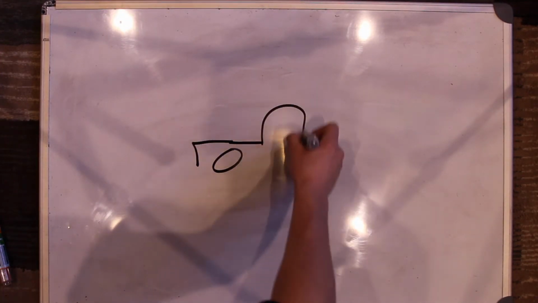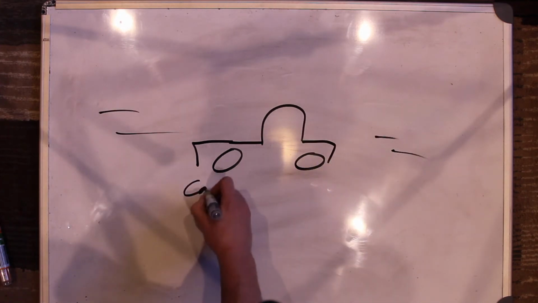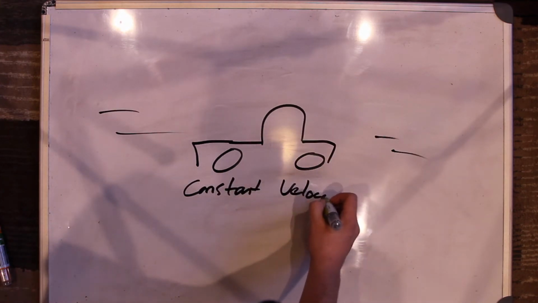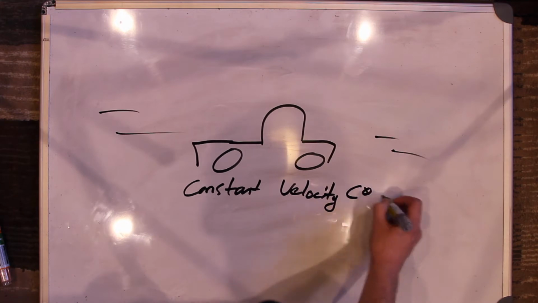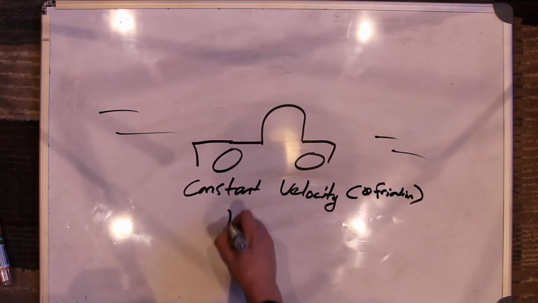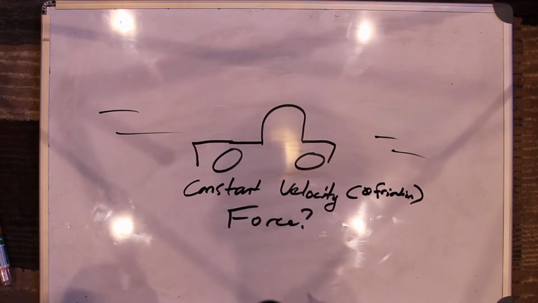Here's an example. When we talked about force and acceleration and speed and velocity in Newtonian physics, let's talk about an object with a constant velocity, with no friction. What's the force? There is no force. It's just moving at a constant velocity. That velocity could be 0, that velocity could be 100 miles an hour, it doesn't matter. There is no force, there is no acceleration.